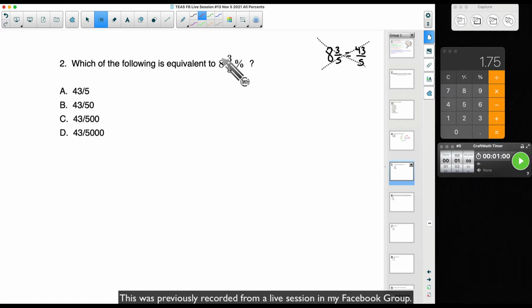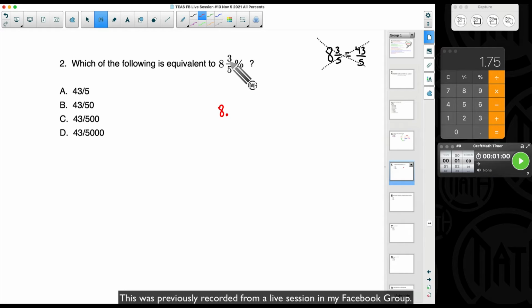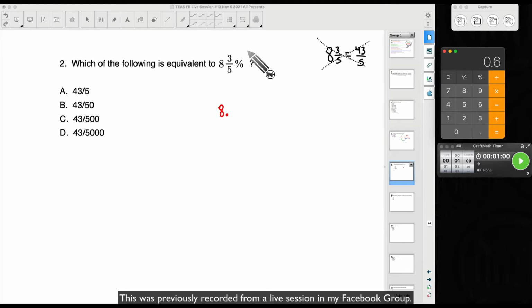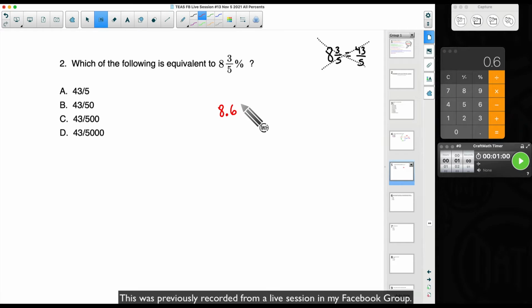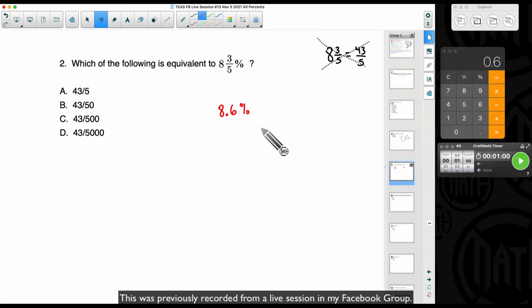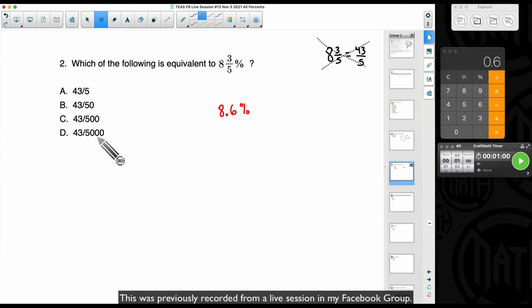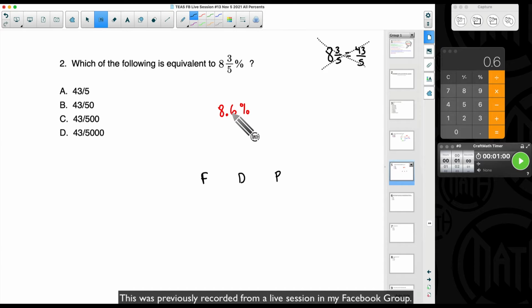Now, we can take this 8 3/5, that's going to be 8 point something. I'm just going to take this fraction, 3 divided by 5, that's 0.6. So 8 3/5% is 8.6. But folks, this is still a percent. Now, we have all these answer choices. These are fractions. So let's go back to FDP: fraction, decimal, percent. All I have done is I've taken 8 3/5 and converted it to 8.6.